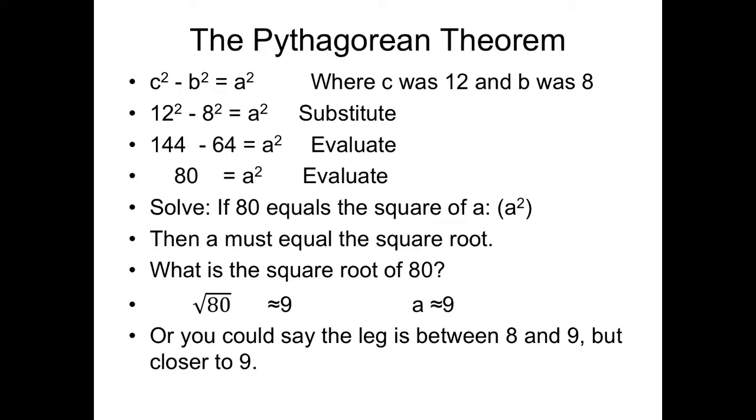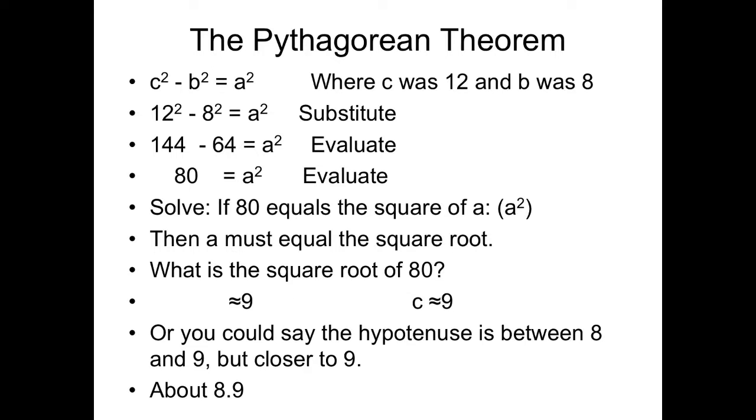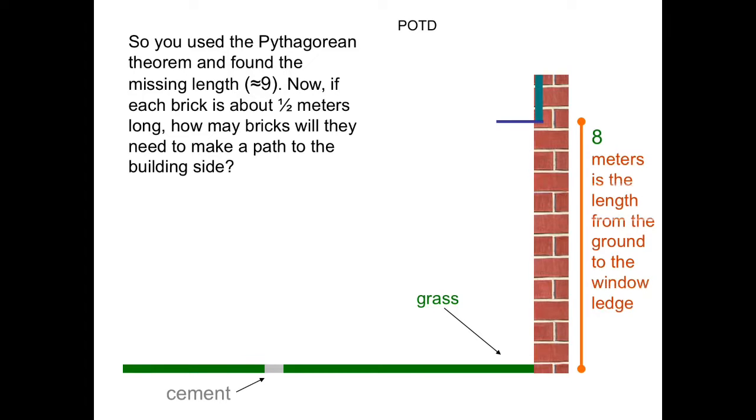Now we're going to take the answer that we just got and apply it to a different kind of math problem. So you used the Pythagorean Theorem and found the missing length is about 9. Now, what if she now wants to make that path using these half-meter bricks? How many bricks will it take to reach the side of the building?